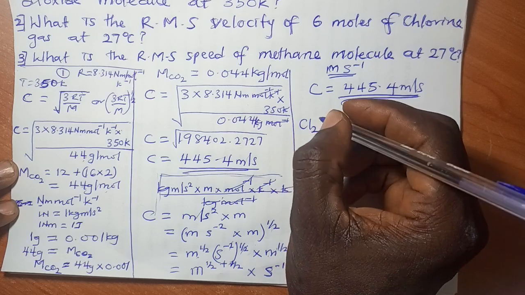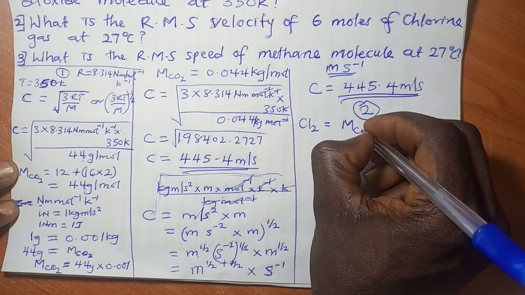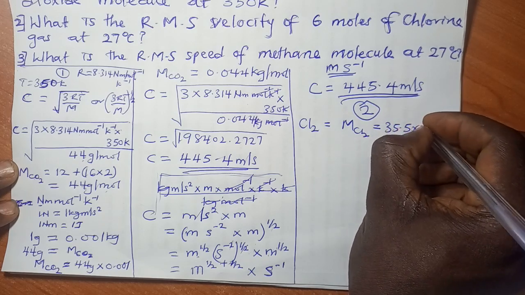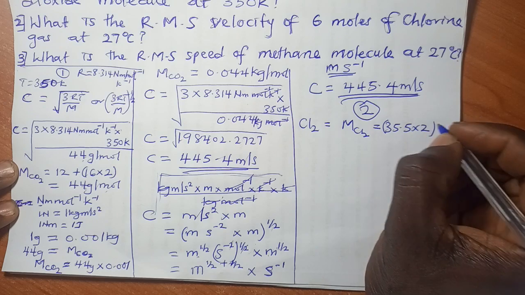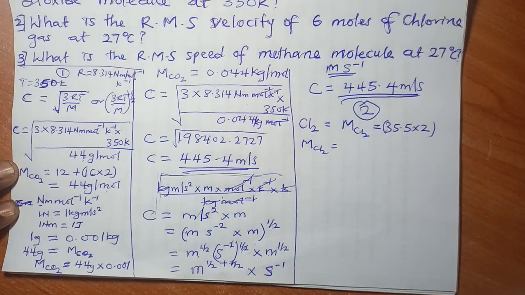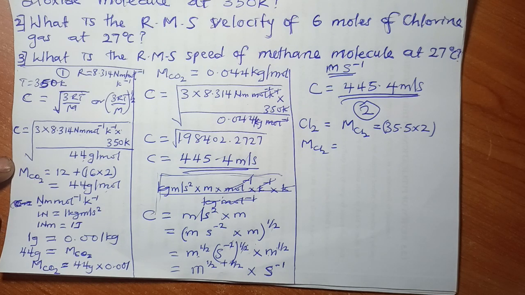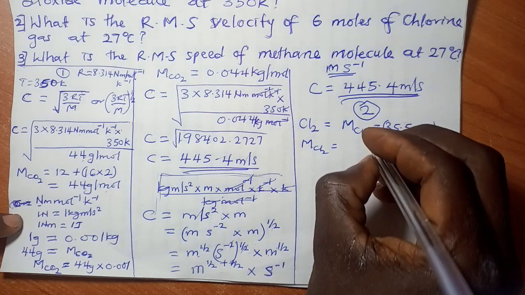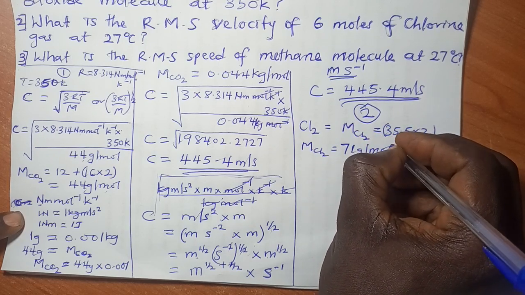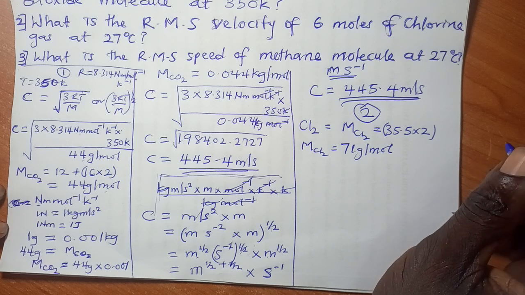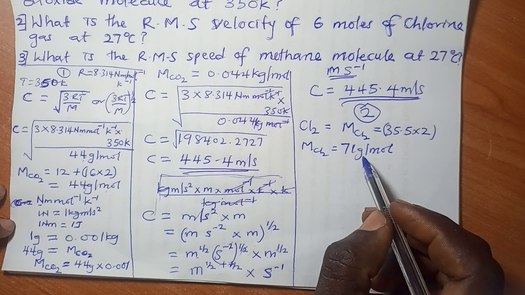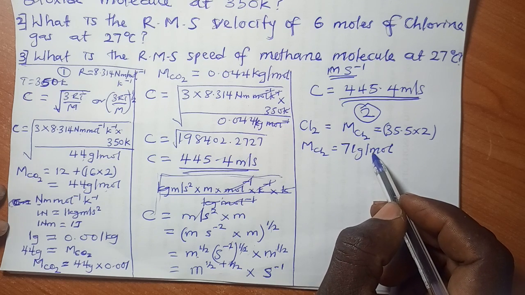So we need to look for the molar mass. Molar mass of chlorine gas will give us what now? 35.5 times 2, and that will give us 71 gram per mole. So now you have gotten it in gram per mole, and you will need to convert it to kilogram per mole.